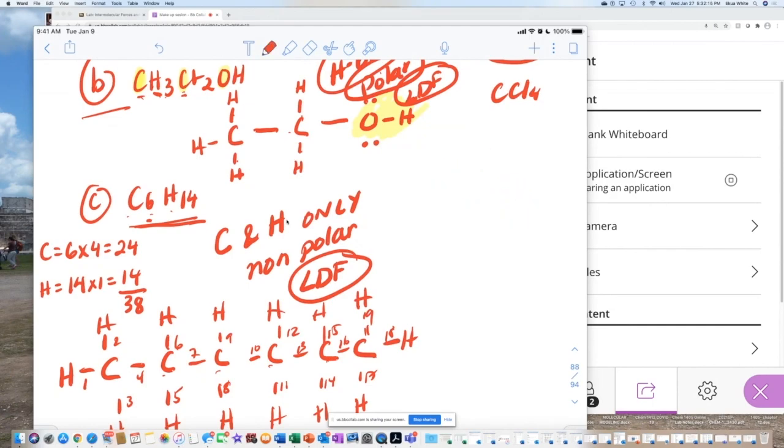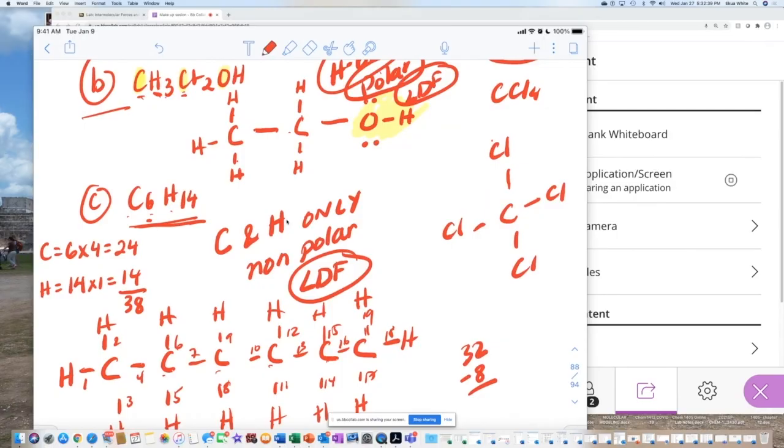I need the space right here. Carbon in the middle, not chlorine in the middle, sorry. We got 4 chlorines, and we have 32 electrons to distribute. 4 bonds, 4 times 2 is 8, so we got 8 electrons here. 32 minus 8.